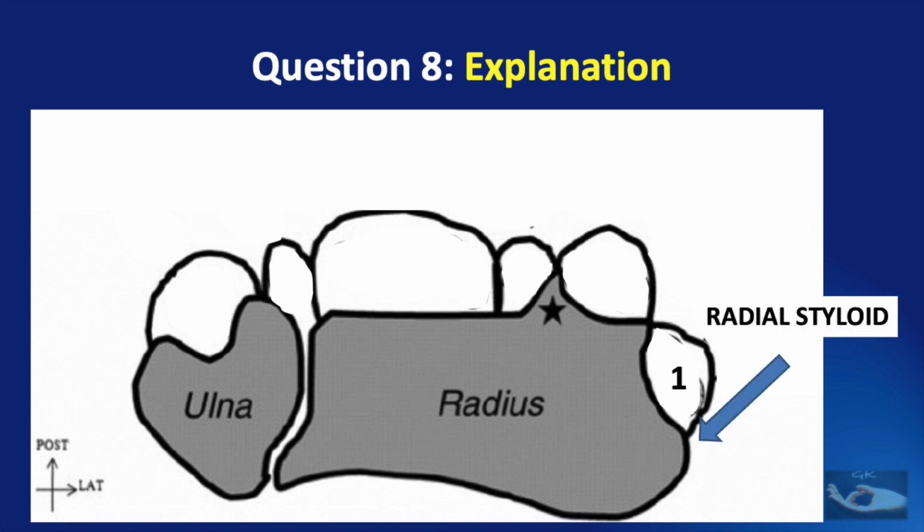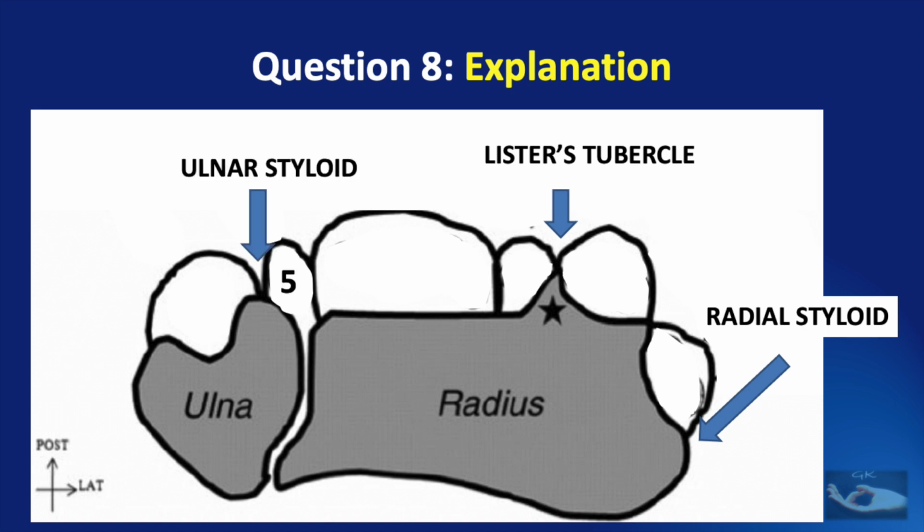The radial styloid is the prominence on the radial border of the lower end of the radius bone. This forms the volar edge of the first dorsal compartment. The Lister's tubercle is the protuberance on the dorsal aspect of the lower end of the radius, which separates the second and third extensor compartments and also serves as a pulley for the extensor pollicis longus tendon.